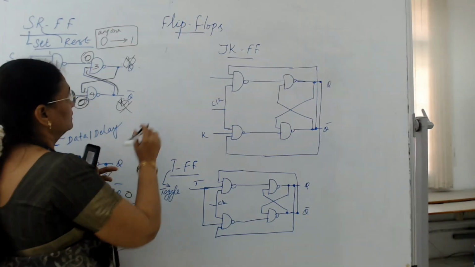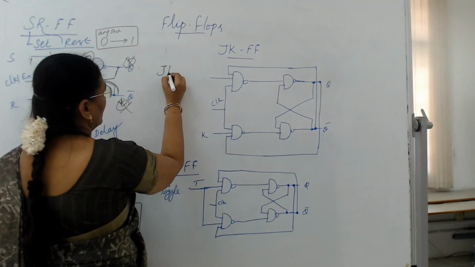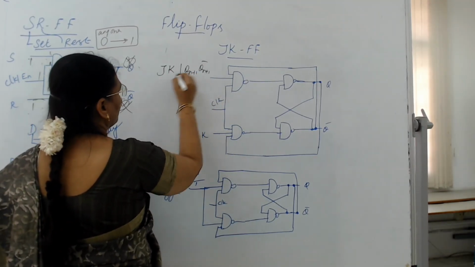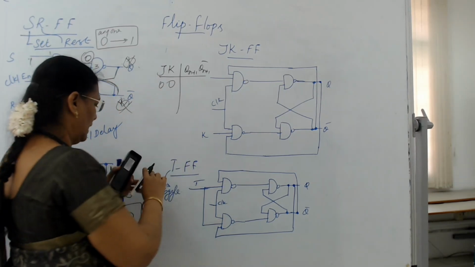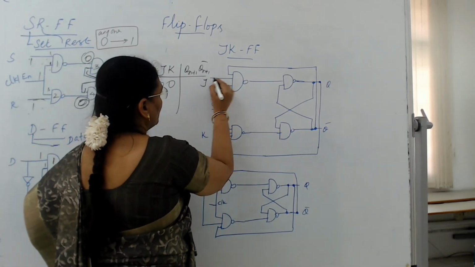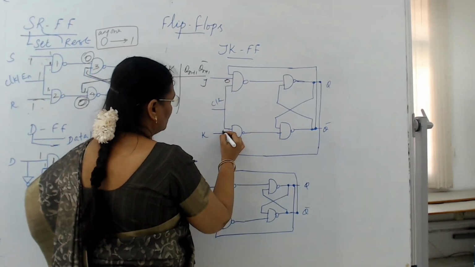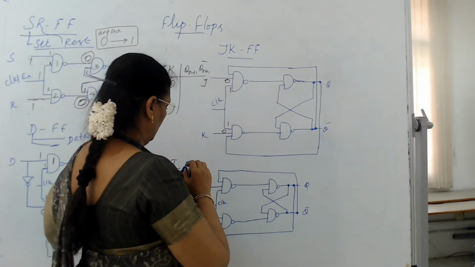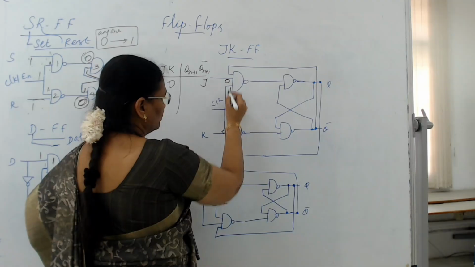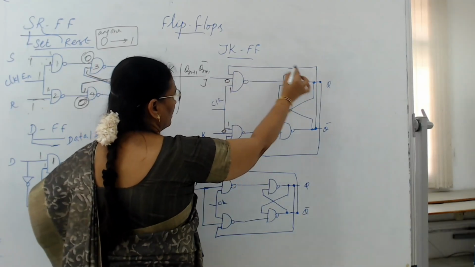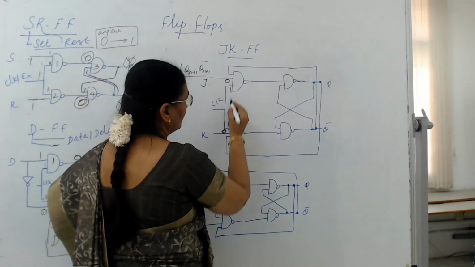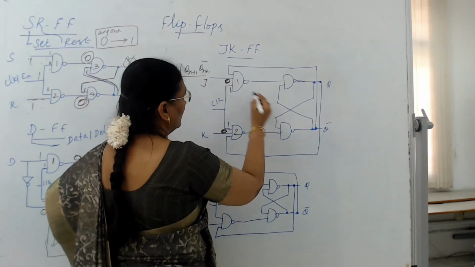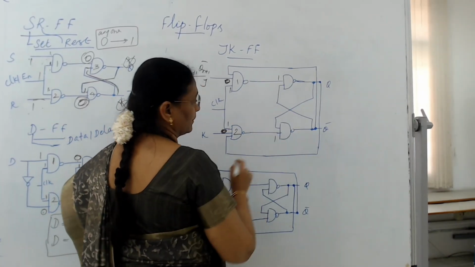Then, if it is of JK, J and K, Qn plus 1 and Qn plus 1 bar. If it is 0, 0, now this is my J. If J is 0 and K is 0, and the clock signal here is 1, and both the inputs are 0, 0, independent of the previous value, what will happen here? Since one of the inputs is 0 for the NAND gates 1 and 2, the output will become 1 and 1 here.